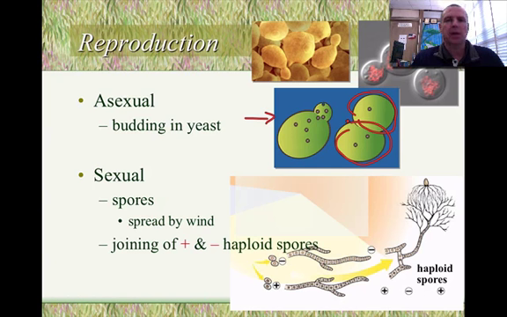And then they can reproduce sexually, and they usually do this by spores. I kind of think of spores like gametes, and you have these positive and negative haploid spores. Haploid means they have half the genetic information, right? So when they join together, you get this diploid organism. So they can reproduce usually both ways.